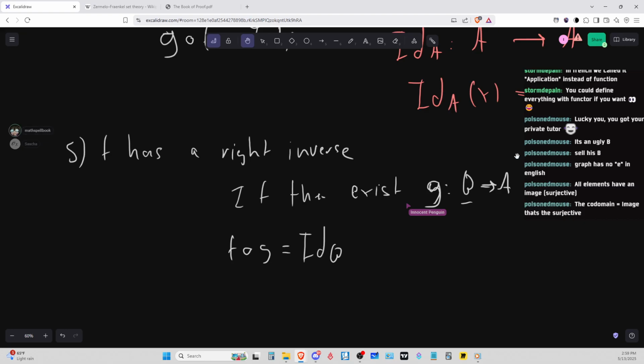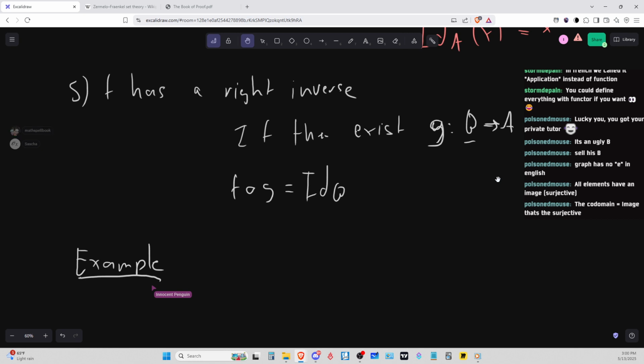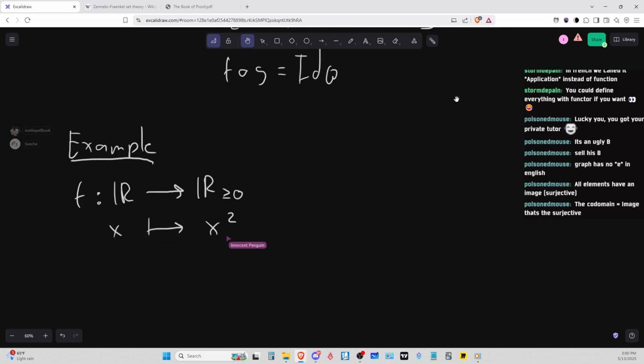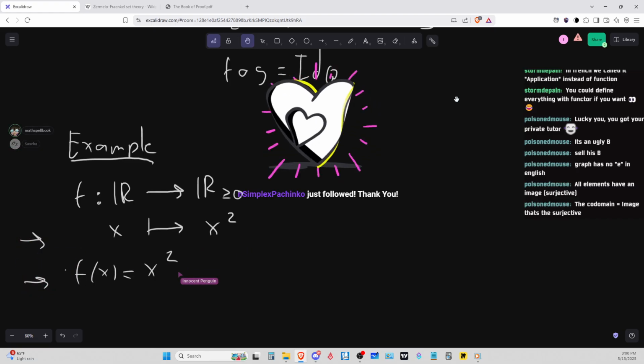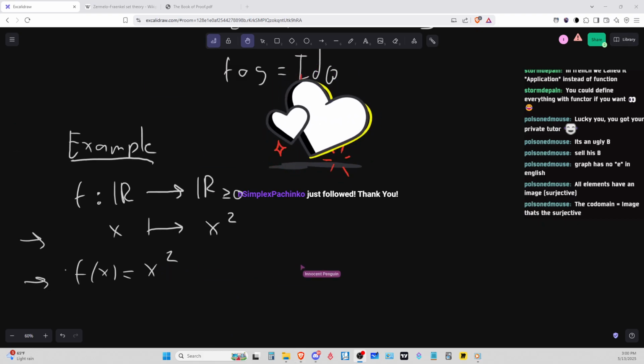Let's see. Poison Mouse said the codomain is equal to the image, that's surjective. So maybe let's give you an example. Okay, so for the example, I want to consider the function f that goes from R to the positive real numbers, okay? And this function will be x. You can write that, but you can also write it in the other notation. The second one is actually the same thing. So you just take x and map it to x squared, right?